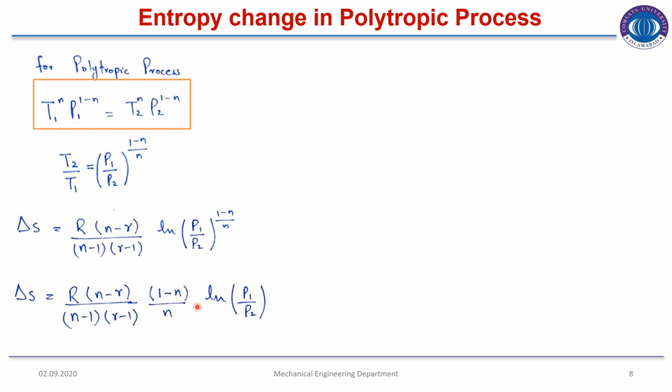In the third step, we have utilized the property of log and the power, that is (1 minus n) over n. Here we have multiplied it on the front side of the natural log. So del S is equal to R into (n minus gamma) divided by (n minus 1)(gamma minus 1), multiplied by (1 minus n) over n, natural log P1 over P2.